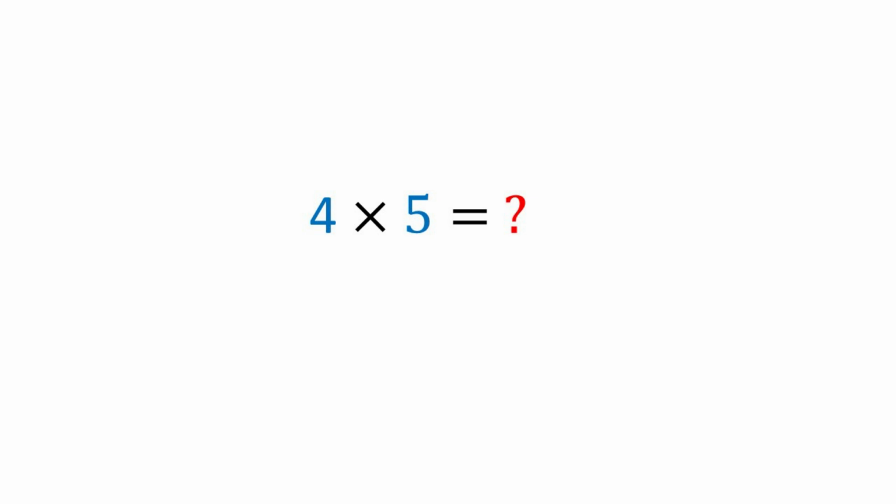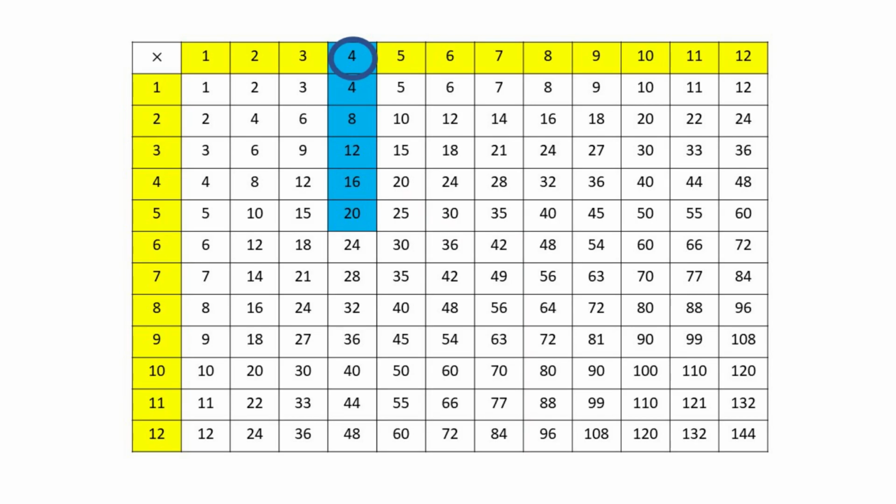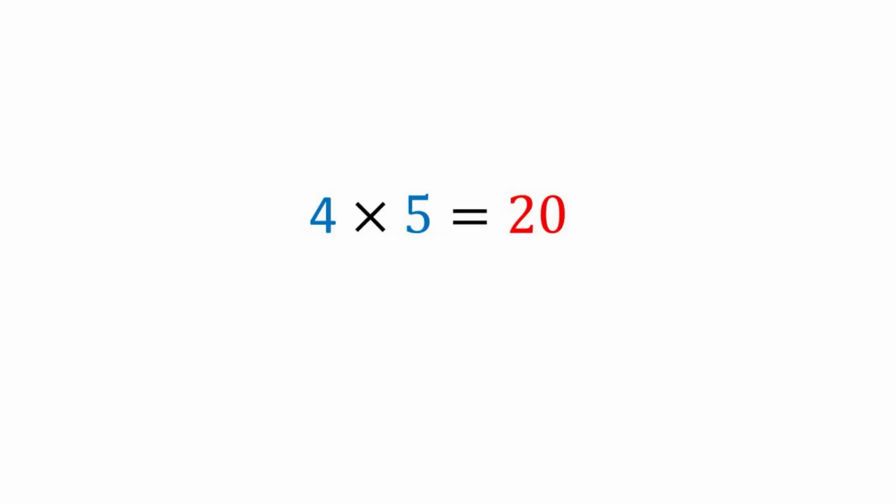Show students how to go down the 4's column until they get to the 5's row, and then go across the row. The intersection of the column and the row is the product. 4 times 5 equals 20. 4 and 5 are the factors, and 20 is the product.